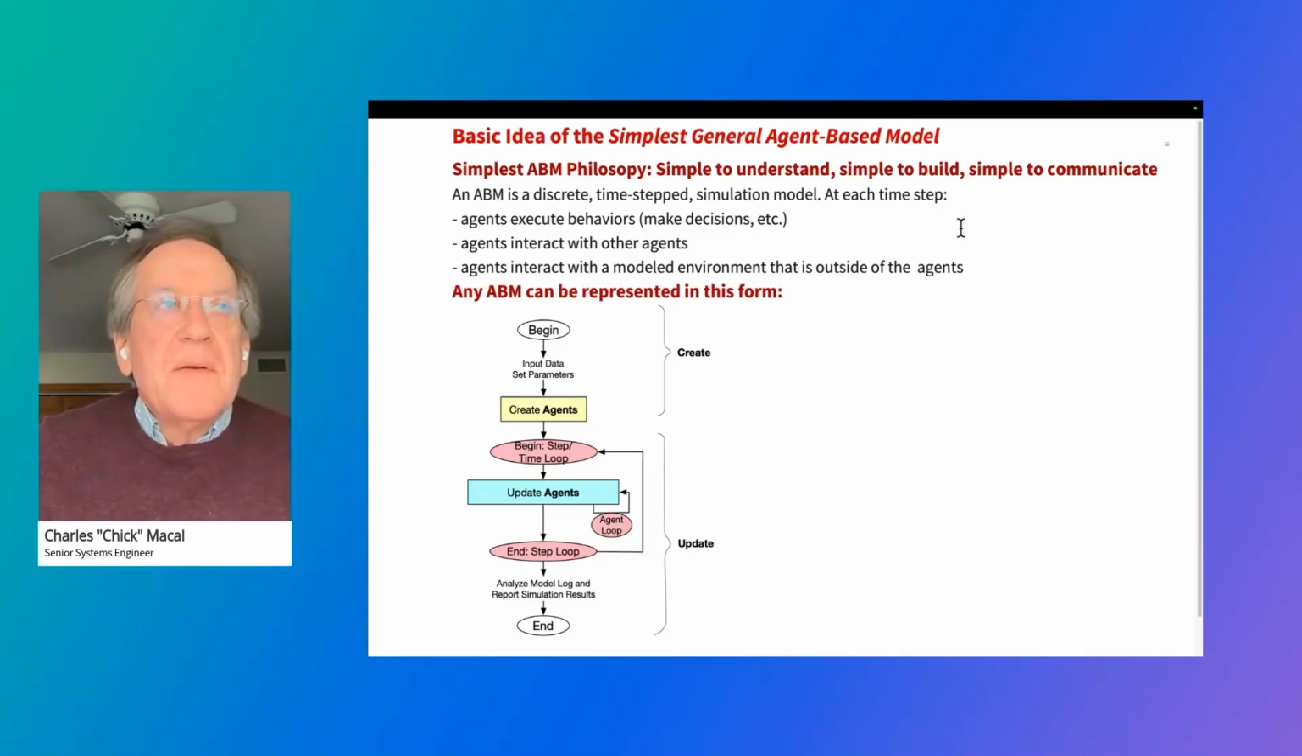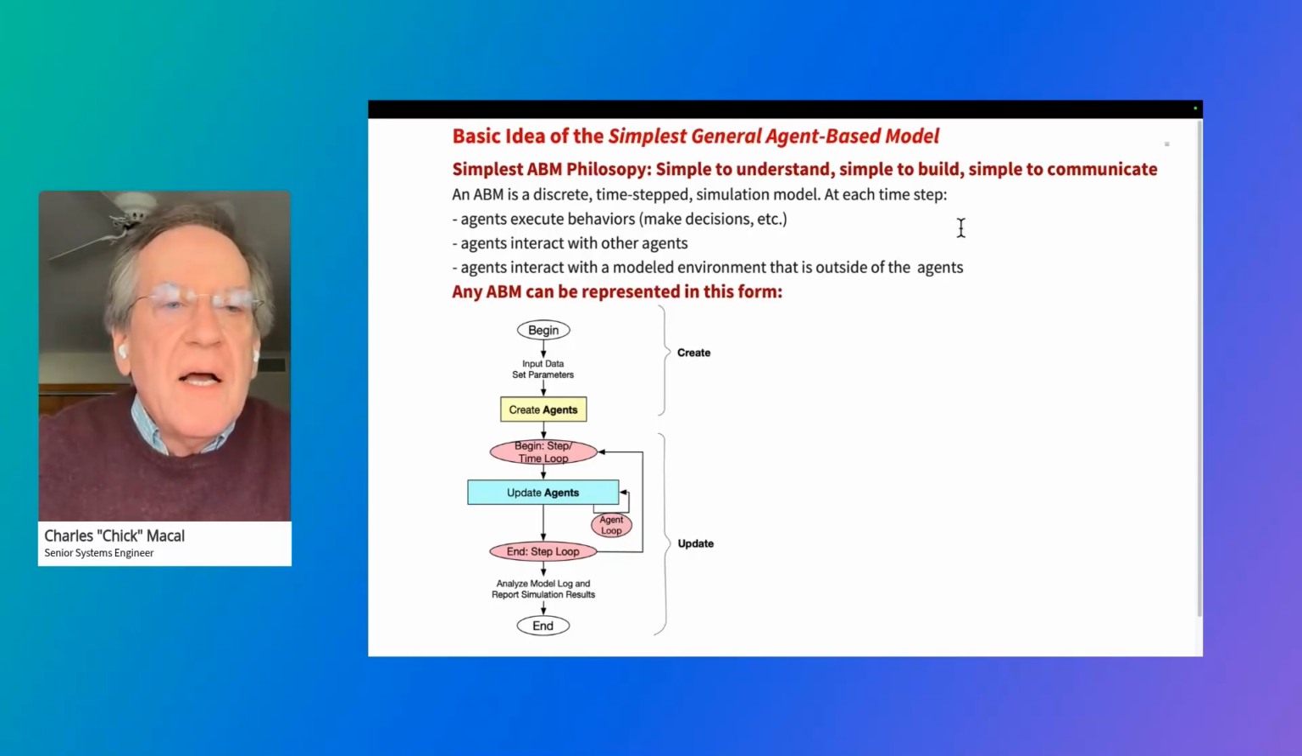So in simulation modeling parlance, an agent-based model is a discrete time-step simulation model. And at each time step, agents execute behaviors, which can include things like making decisions. Agents interact with other agents, which typically results in agents updating their state. And then agents interact with what I call the modeled environment. It's the environment that's included in the model that the agents can interact with, and what's in the environment is outside of the agents.